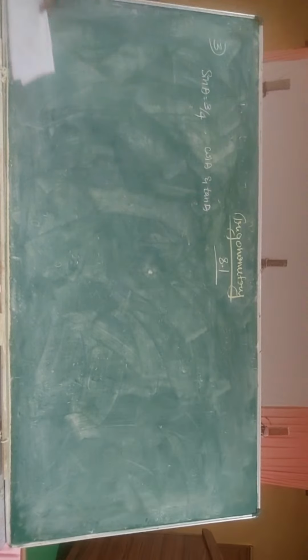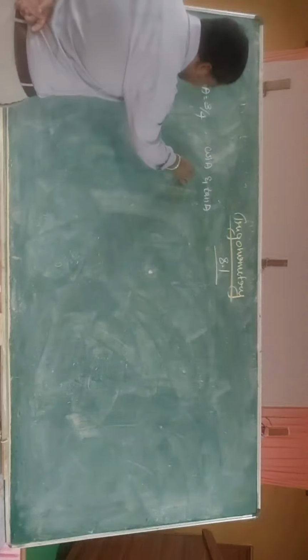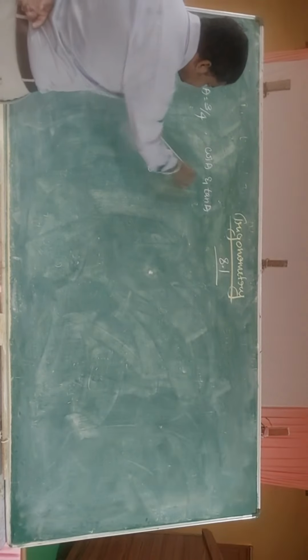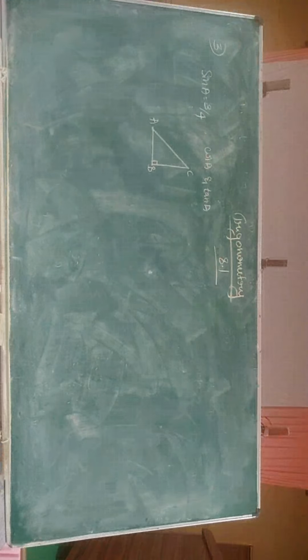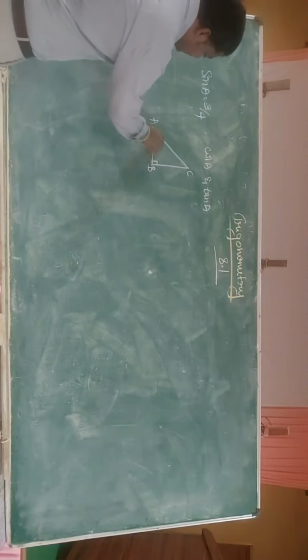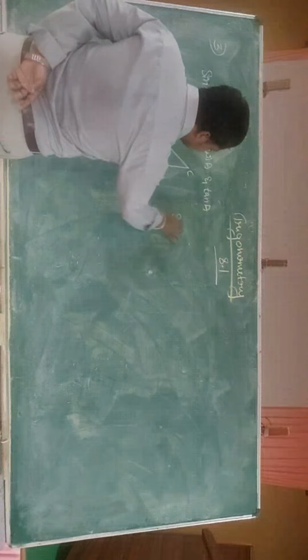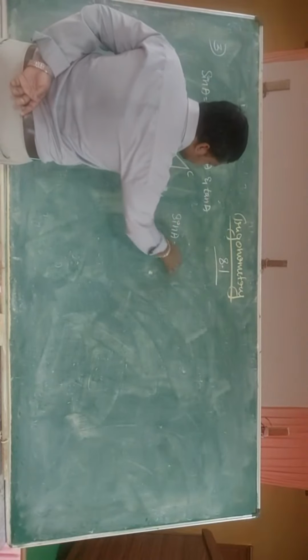See here. Stop writing. See here. So sin A is given. Sin A is equal to 3 upon 4 and we are asked to calculate cos A and tan A. So let me draw a triangle ABC, right angle at B, and angle theta formed at A. So what is given? Sin A is equal to 3 upon 4.